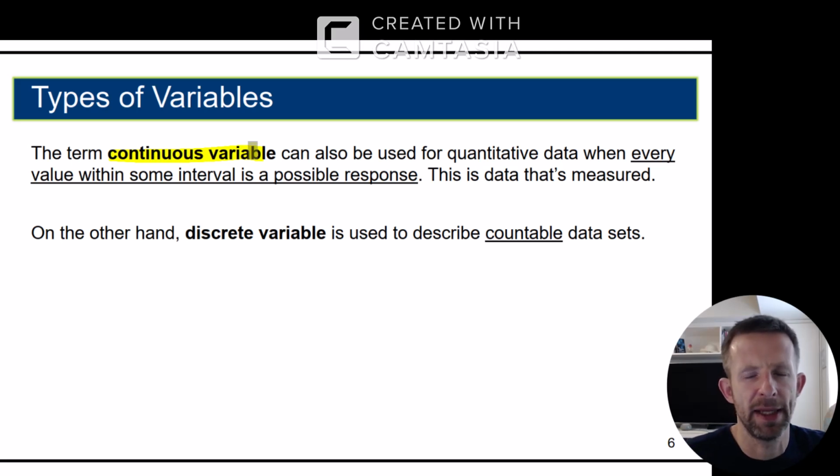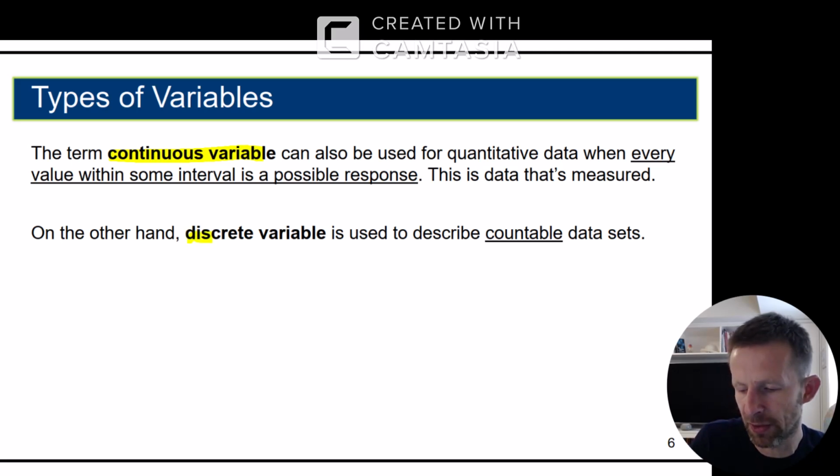A continuous variable is a variable where every value within some interval is a possible response. An example of that is weight. I can be as specific about my weight as my tool allows me. So if I step on a scale, it can give me 2 decimal places, 3 decimal places, 4 decimal places.